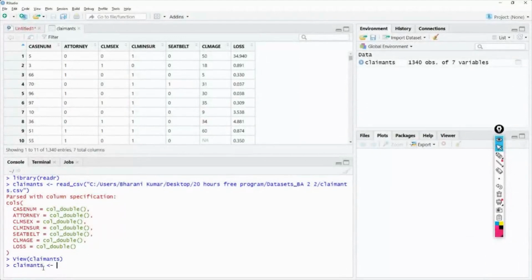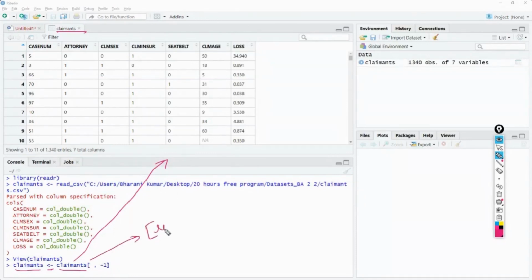You will say claimants of, you want all the rows, but you want to delete the first column. Okay, I repeat. You have the object name, you have the assignment operator. You're saying go to this claimants.